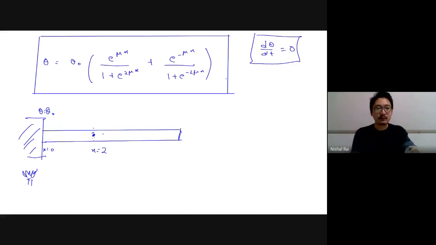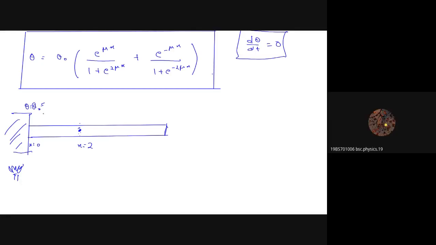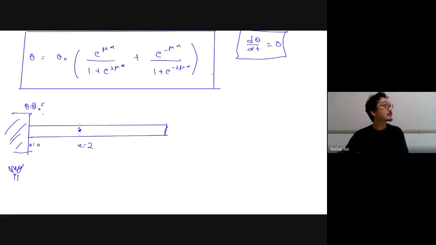Then what will be the temperature over here? Let's consider one problem. What was the temperature over here? What should we take? 10 degrees Celsius, okay. So this side of the bar was heated to reach a constant temperature of 10 degrees Celsius. So my question is, what will be the temperature at this position at x equal to 2?